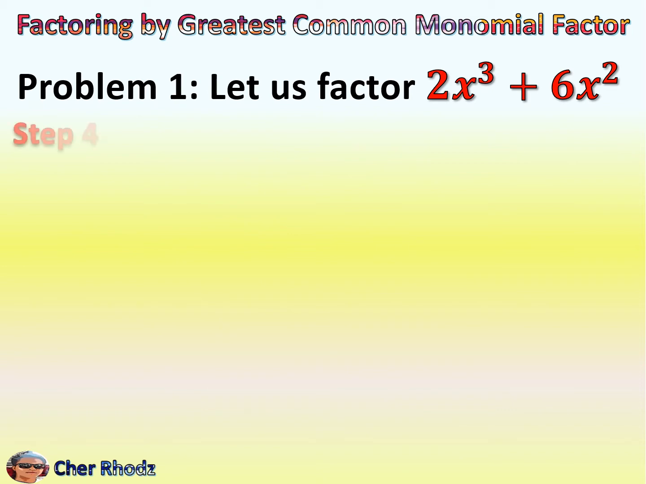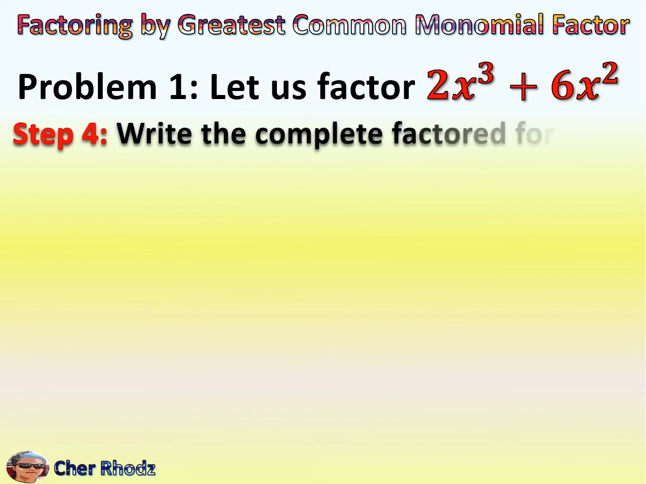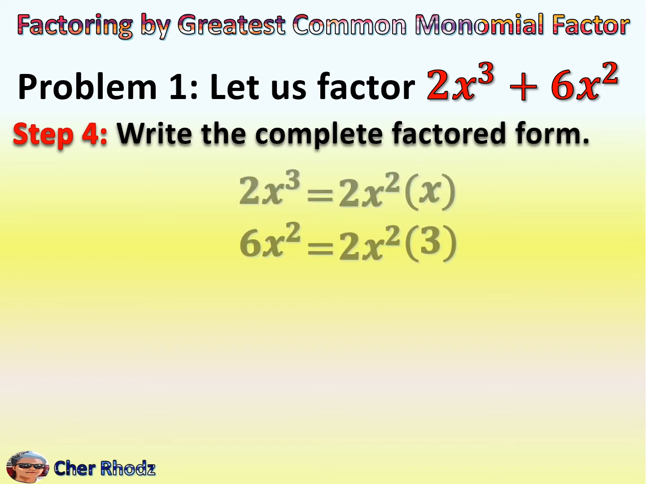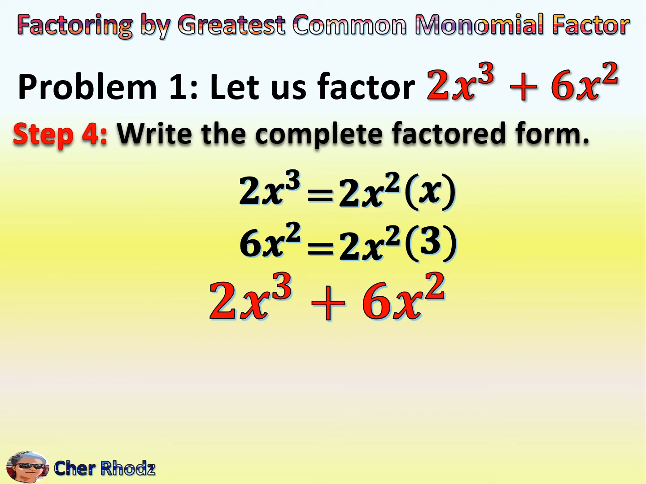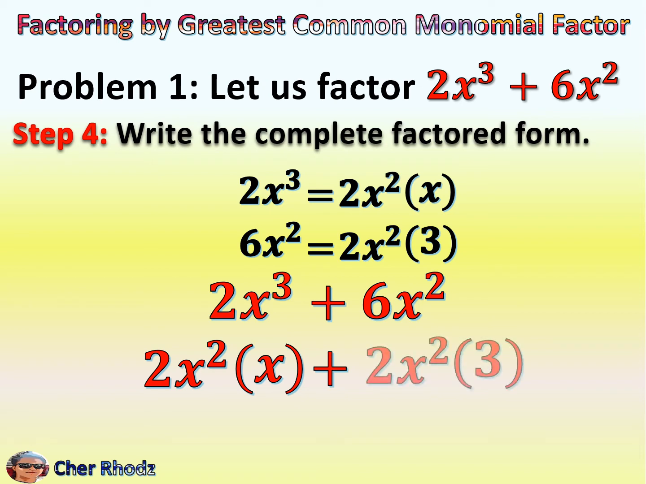Step 4. Write the complete factored form. We have the result of our third step: 2x cubed is equal to 2x squared times x, and 6x squared is equal to 2x squared times 3. With this, we are now ready to write 2x cubed plus 6x squared in factored form. 2x cubed is equal to 2x squared times x. Now, let's copy the operation, which is plus. And 6x squared is equal to 2x squared times 3.